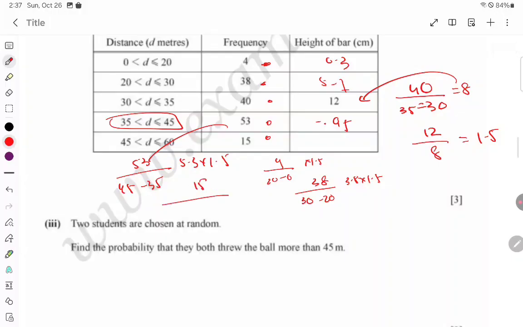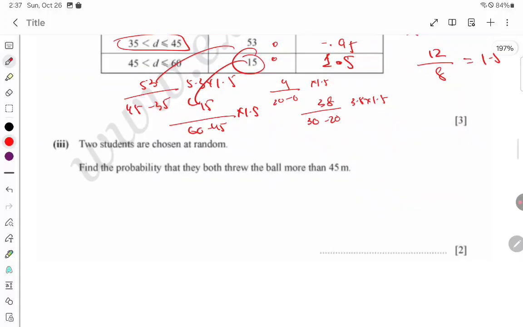Again 15, distance 60 minus 45 multiplied by 1.5, it will give you simply 1.5. So we completed the table.